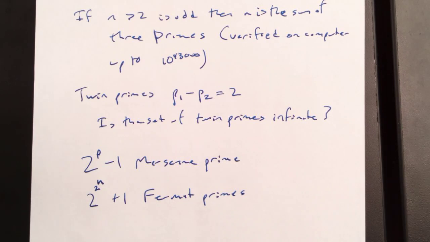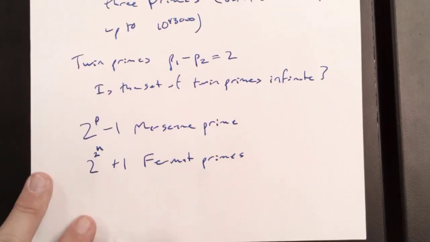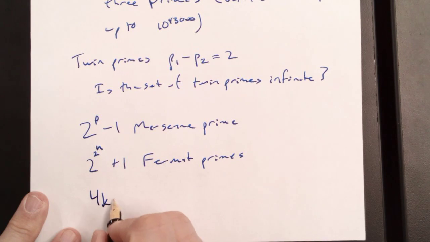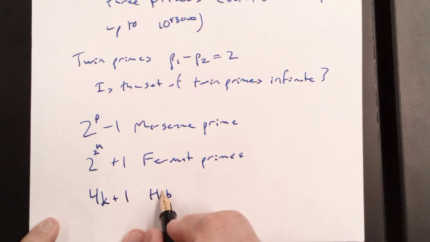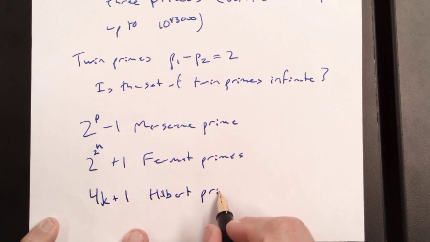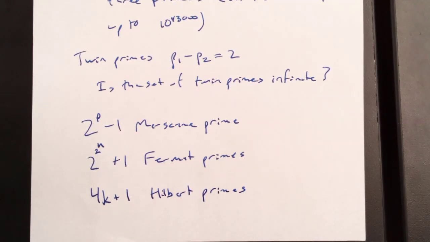What if I looked at moduli? What if I looked at primes that were of the form 4k plus 1? David Hilbert in the 1900s looked at the set of primes of this form. Now, if you think about numbers that are prime, when you divide by 4, you're going to get 1 or 3, with one exception, the number 2. All the other primes are odd numbers, so the remainder is either 1 or 3. And Hilbert found that there were more primes that looked like this than there were primes that looked like 4k plus 3.